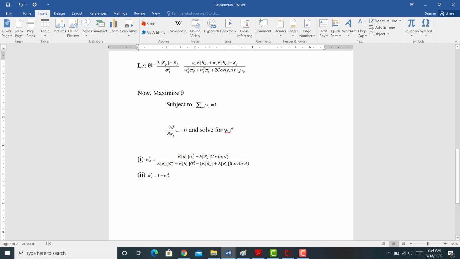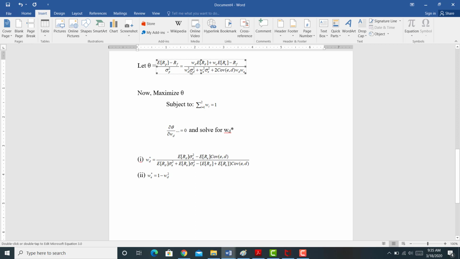So watch what I'm gonna do here. I'm gonna let theta equal this ratio, and I'm gonna substitute in for the expected return of the portfolio the weighted average of the expected returns of the two assets, where the weights are WD and WE. Okay, hopefully that makes sense. I've just substituted the weighted average of the expected returns of the two assets in for the expected return of the portfolio. And down here, I've just substituted in the formula for the variance of the portfolio made up of asset D and asset E. Okay, we've talked about this formula in previous videos.